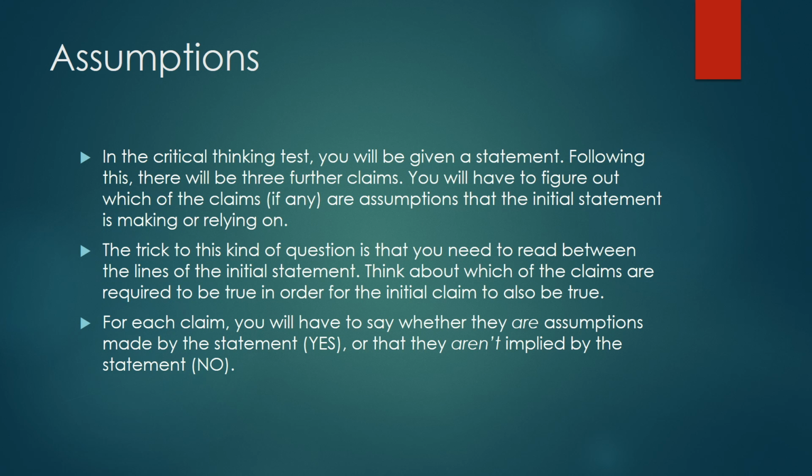In the critical thinking test, you'll be given a statement. Following this, there'll be 3 further claims. You'll have to figure out which of the claims, if any, are assumptions that the initial statement is making or relying on. The trick to this kind of question is that you need to read between the lines of the initial statement. Think about which of the claims are required to be true in order for the initial claim to also be true. For each claim, you'll have to say whether they are assumptions made by the statement, yes, or whether they aren't implied by the statement, no.